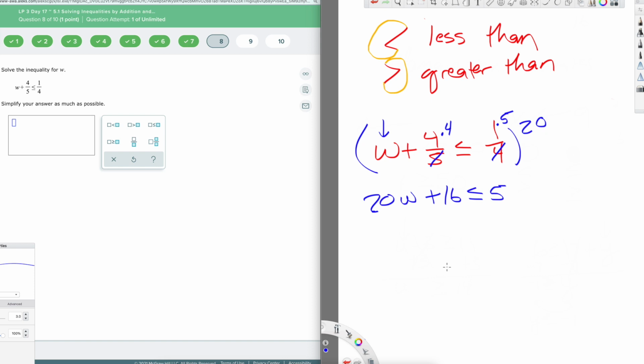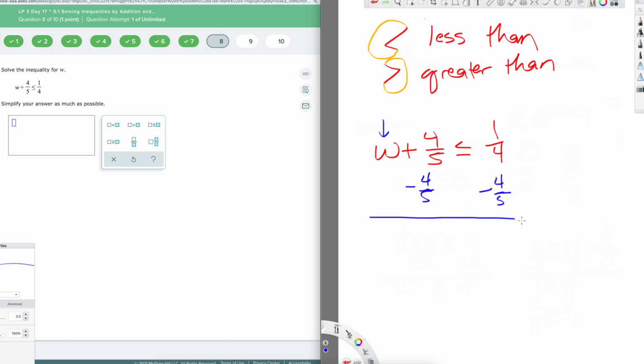We can also just deal with the fractions here and say, okay, I'm adding 4/5, so I'm going to subtract 4/5 from each side. And we're still going to have to deal with this 20 idea. 4/5 minus 4/5 cancels, even though they're fractions, they're still the same number. On this side, we have 1/4 minus 4/5. So in order to subtract these, I'm going to have to make them like denominators anyway. So I'm going to have to make them 20. So I'm still going to have to do that lowest common multiple of 20.